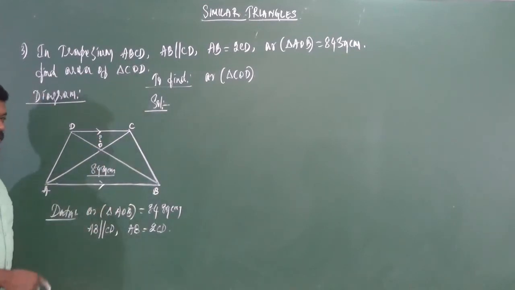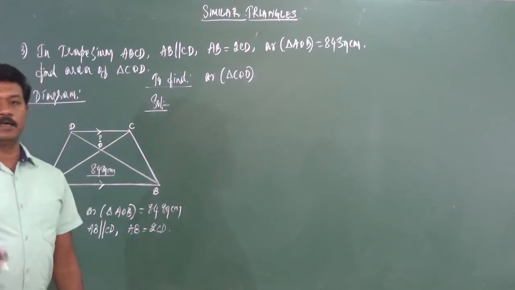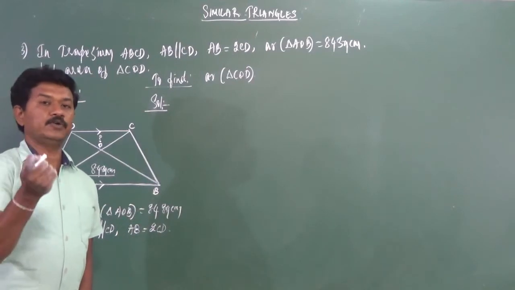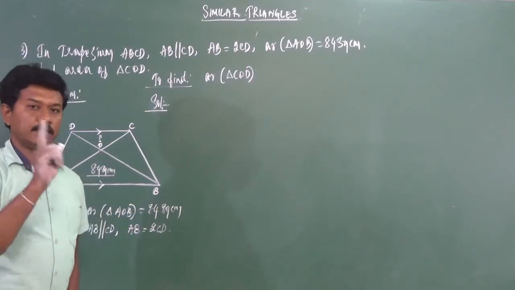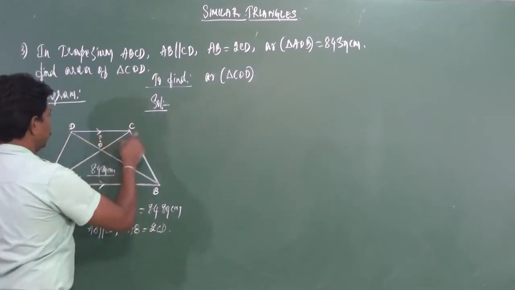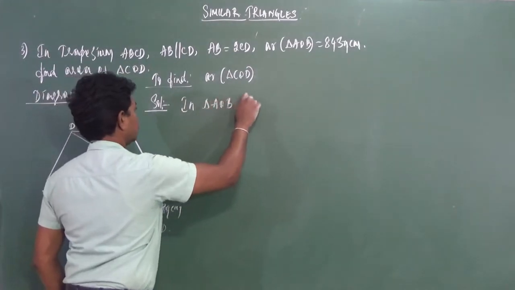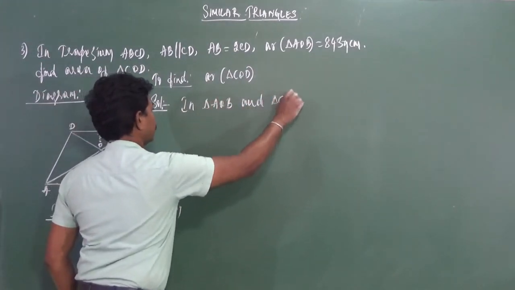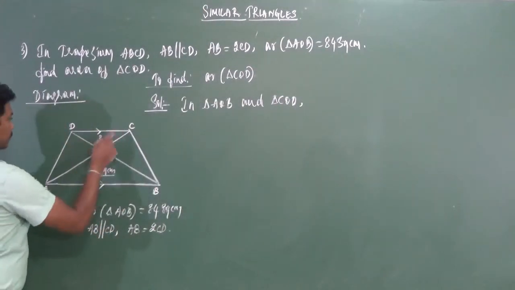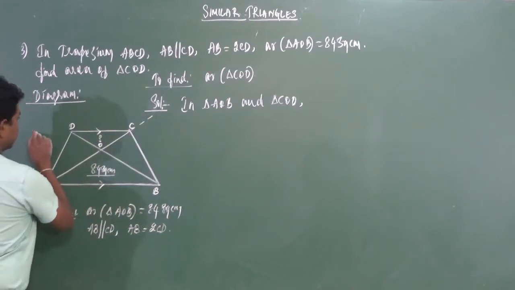If you want to prove any two triangles to be similar, first we have to prove that they are equiangular. If you want to prove that they are equiangular, we have to show that any two pairs of corresponding angles are equal. So in triangle AOB and triangle COD, as AB is parallel to CD, let us take AC as the transversal.